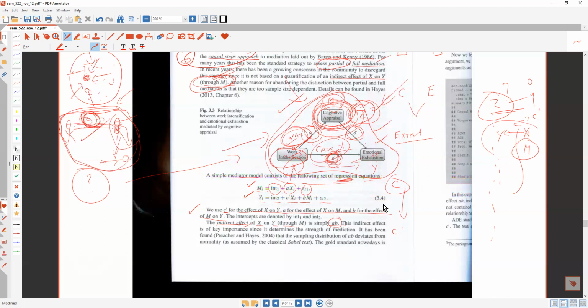Sewall Wright with the guinea pigs, remember that paper? Sewall Wright did have evidence for that. Now you can say, look, let me draw a model here for Sewall Wright.